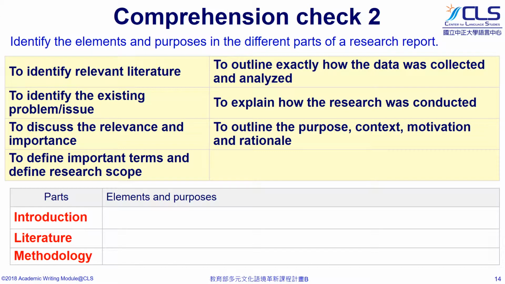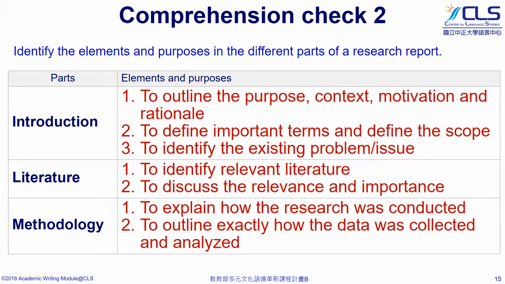Next, please identify the elements and purposes in different parts. As we can see, introduction outlines the purpose, context, motivation, and rationale, defines important terms and research scope, and identifies the existing problem or issue. Literature identifies relevant literature and discusses the relevance and importance. And the methodology part explains how the research was conducted and outlines exactly how the data was collected and analyzed.